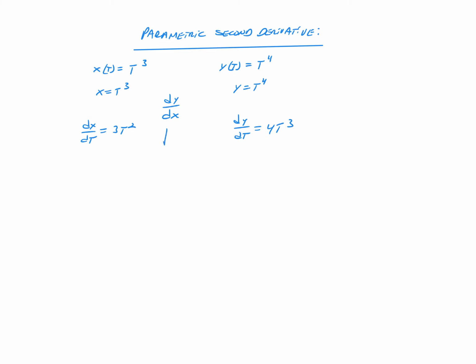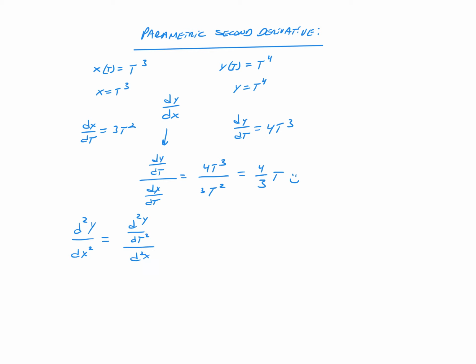dy/dx is found then by dy/dt over dx/dt. We know that, it's no problem. dy/dt is 4t to the third, dx/dt is 3t squared, and that is simply 4/3 t. Easy peasy. Do not think that the second derivative parametrically is equivalent to the second y derivative with respect to t over the second x derivative with respect to t. So, not equal to, no.